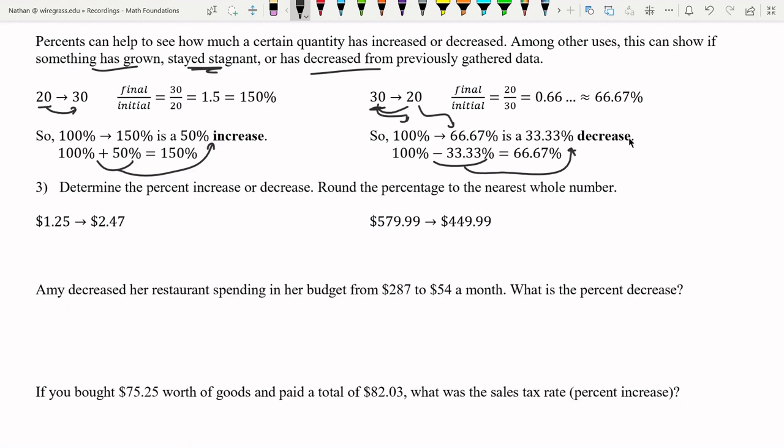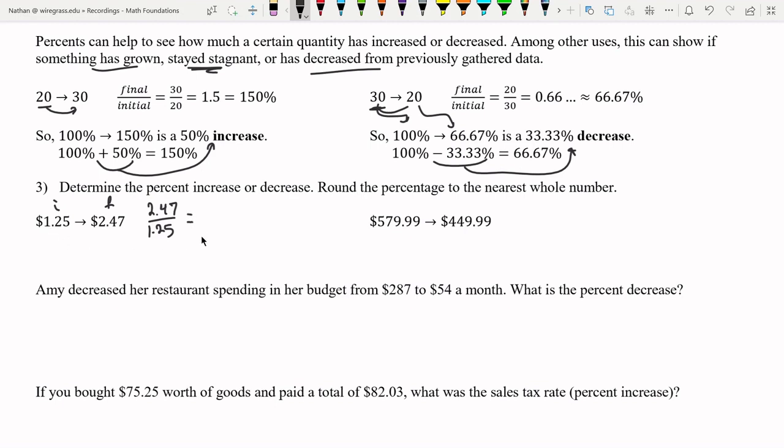So we're always asking, what's the percent increase or decrease? You would say in the first one, 50% increase. In the second one, a 33.33% decrease. As we can see here, this is the initial. This is the final. So we're going to go final divided by initial. You can see that, of course, we are increasing, so we expect a percent increase.